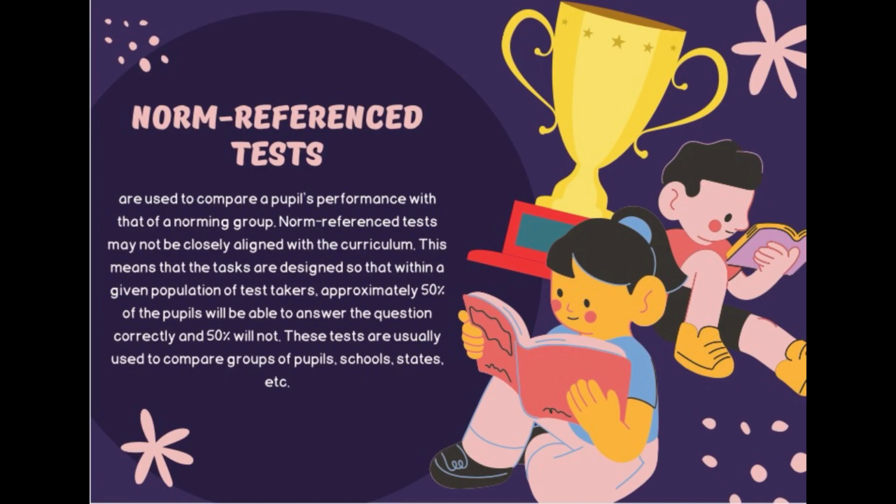For example, the National Achievement Test, which is the NAT, or an IQ test. So, let's say 100 pupils from different schools take the test. The result will show who scored higher or lower compared to others. So, it doesn't necessarily tell what specific topics they need to improve, just how they did compared to others.